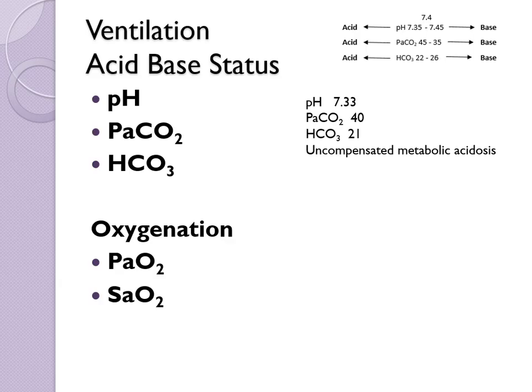A completely compensated gas has the pH in the normal range of 7.35 to 7.45, and the PaCO2 and bicarb will both be abnormal. So you'll have a normal range of pH and abnormal PaCO2 and bicarb. The way you know what started that compensated gas is going back to the history of what is wrong with the patient. That is usually how you tell that. All right. Let's look at a second one.